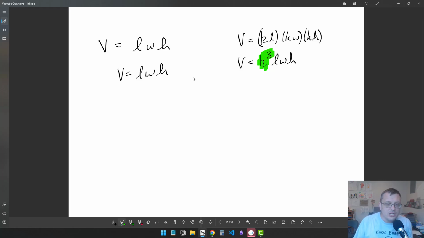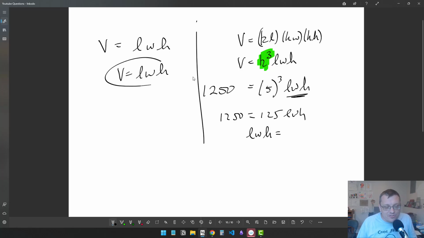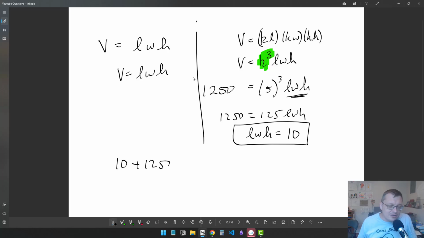So now we know that this is supposed to equal 1,250. And we know as well that k is 5. And so when I plug these values in for my large prism, I'm able to find length times width times height, which is the original volume of the smaller guy. So 1250 is equal to 125 LWH. So LWH, which is the volume of the small cube, is 10. So now that I have the volume of the small cube, which is 10, I add that to the volume of the small rectangular prism. I add it to the volume of the larger rectangular prism, and we get our answer, which is 1,260.